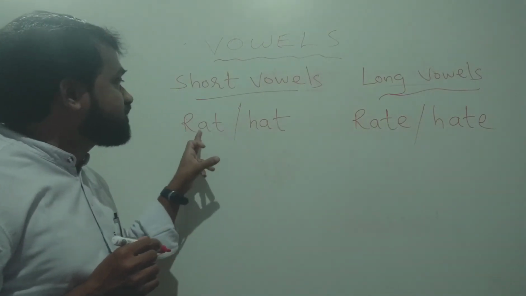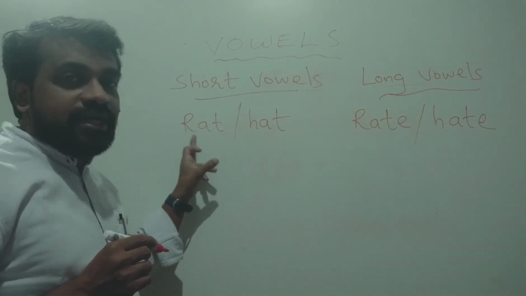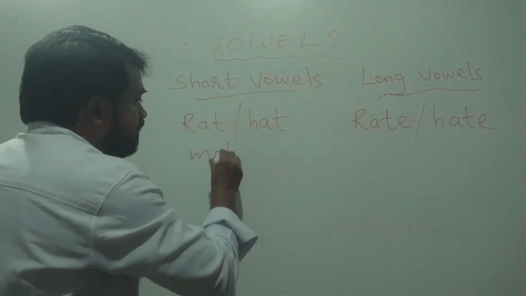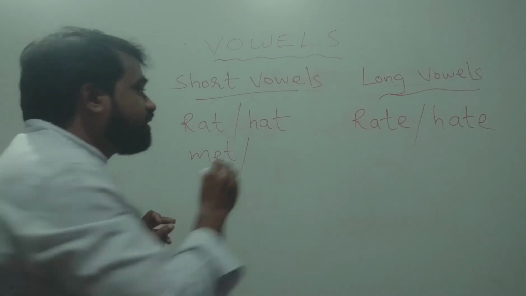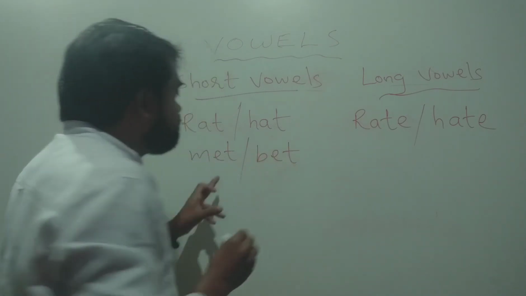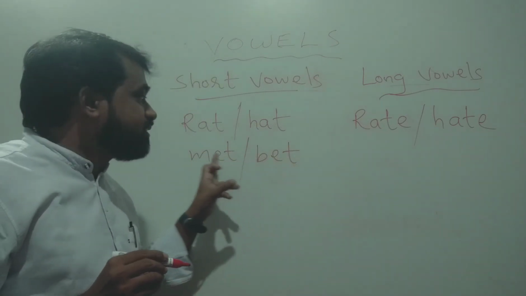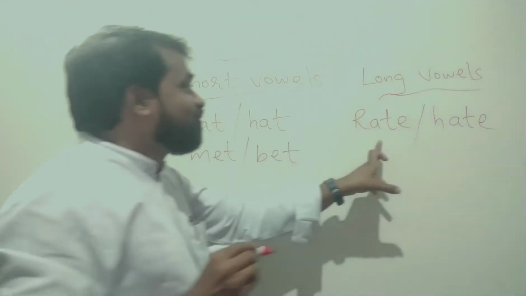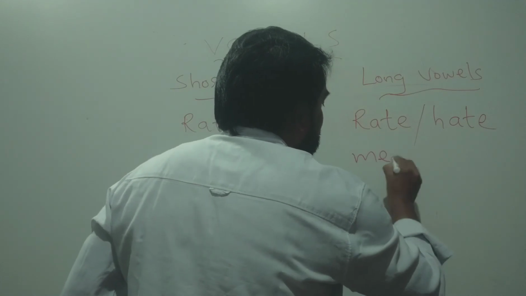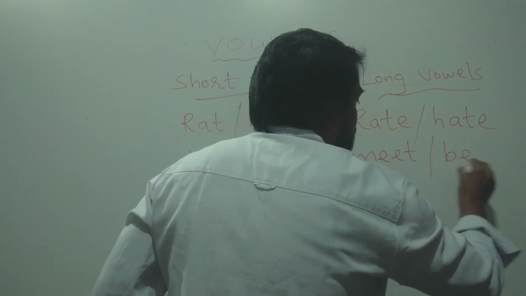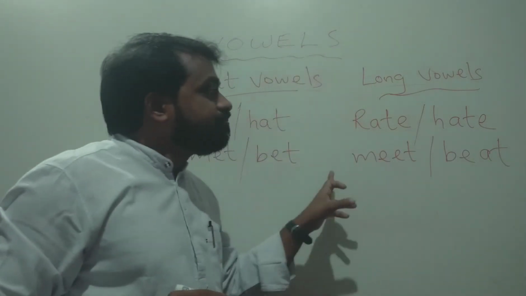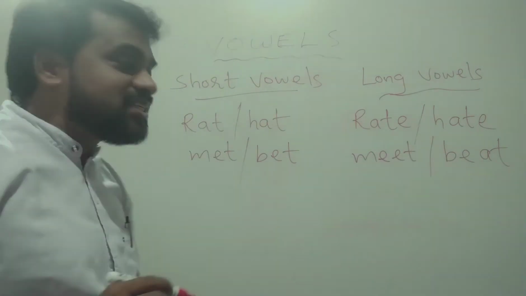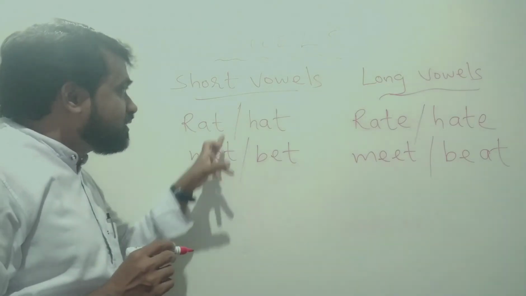Again, short vowel sounds. Example for letter A, that is met or bet. Met or bet. Same for long vowels: meet or beat. Beat.